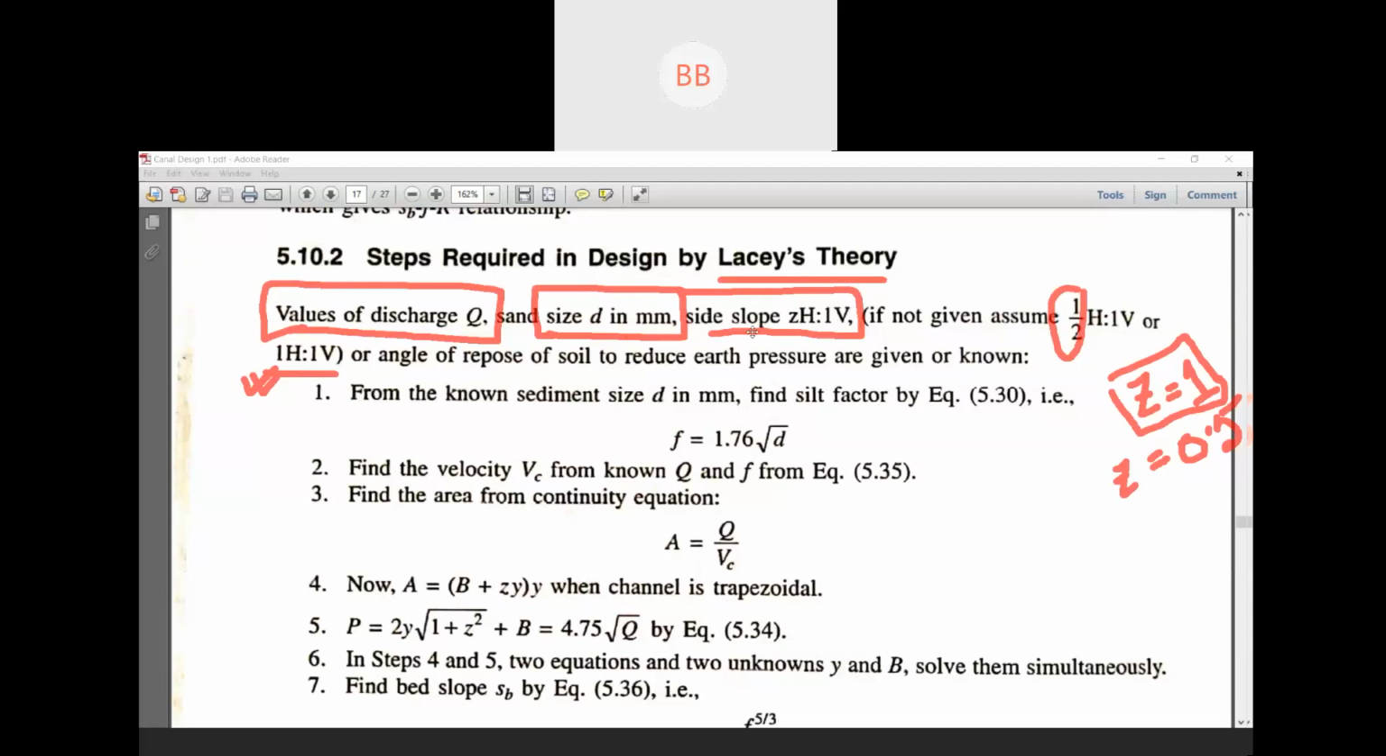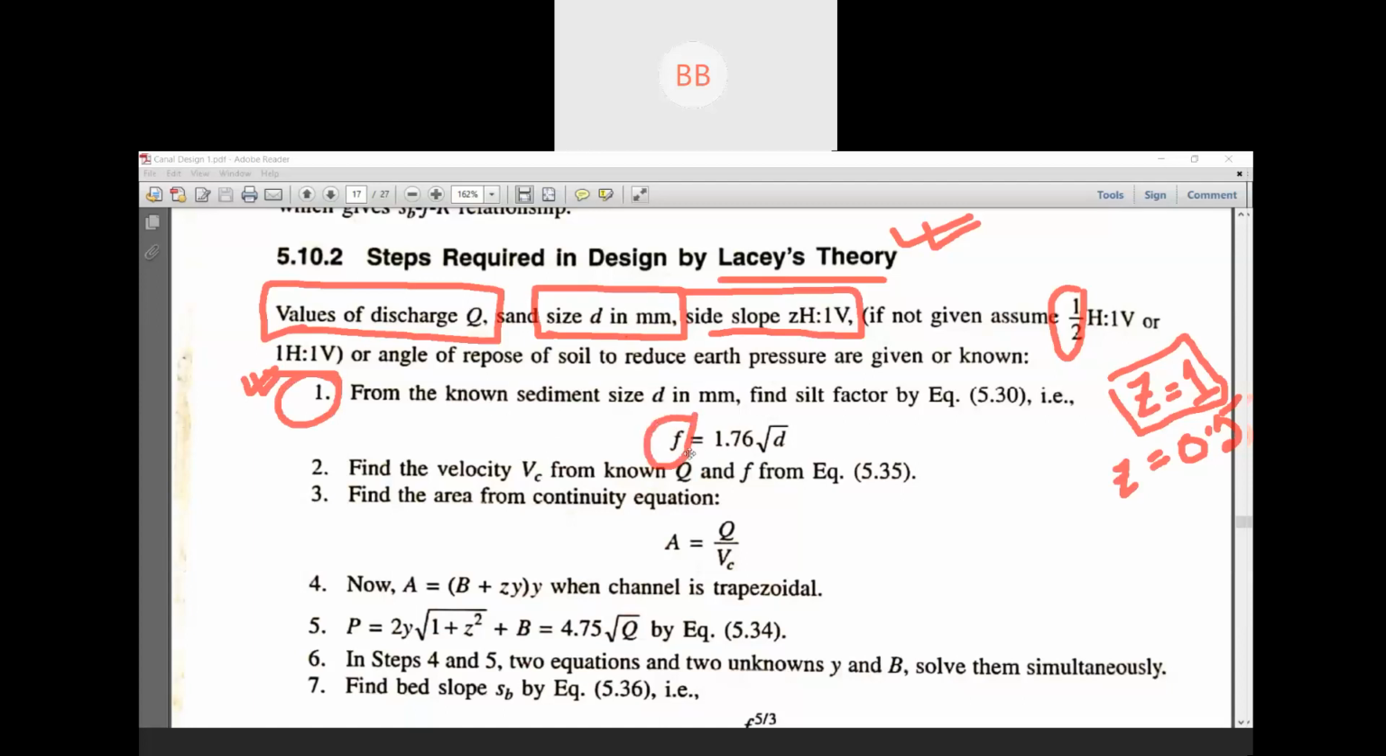So if that side slope is not given, always consider one horizontal to one vertical to simplify your calculation. Okay, so these are the data you should know before you follow this theory, that is Lacey's theory. One is your discharge, Q. Another is the size of the bed material, D in mm. Then the side slope. Your first step is to find out the silt factor.